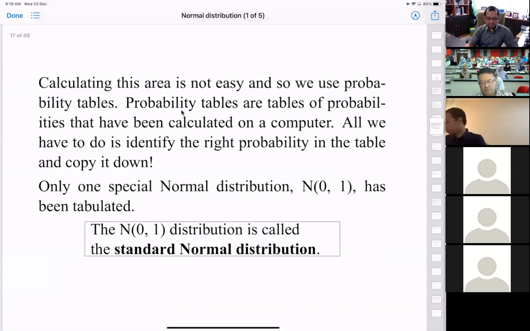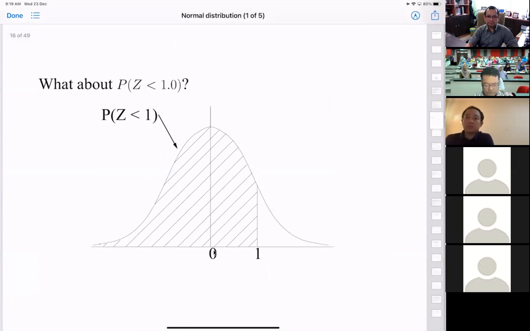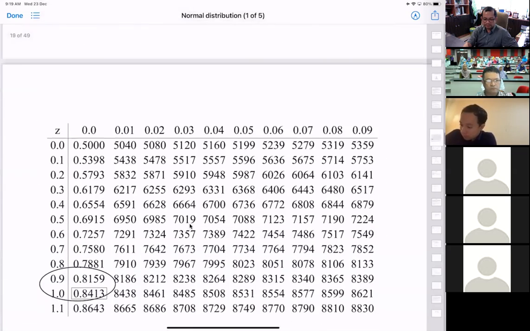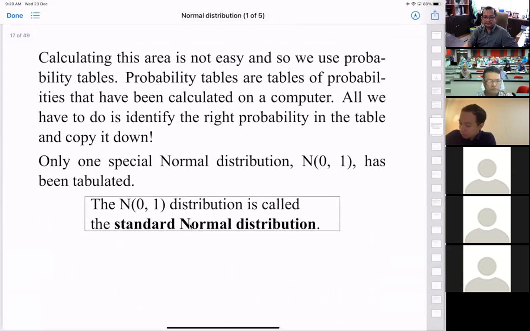So in this case, when we have mean equal to 0 and standard deviation equal to 1, or variance equal to 1, this is what we call the standard normal distribution. The distribution is standard normal when we have mean equal to 0, variance equal to 1. Then we can use this table. If we don't have 0 and 1, we cannot use that table.